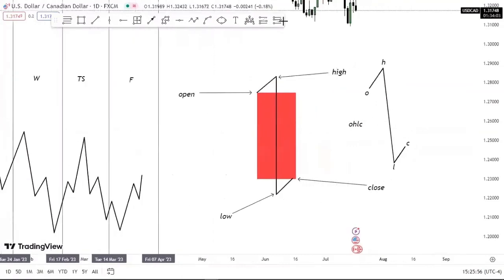So let me ask, do you understand the anatomy of the bearish candlestick? If you understand, type yes, so we can go on to the next. Type yes if you understood.